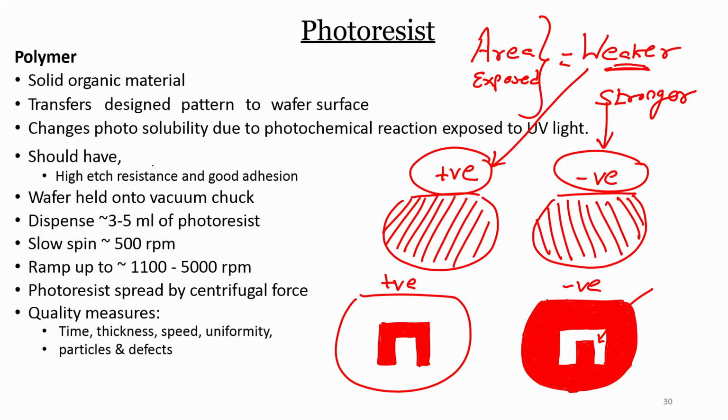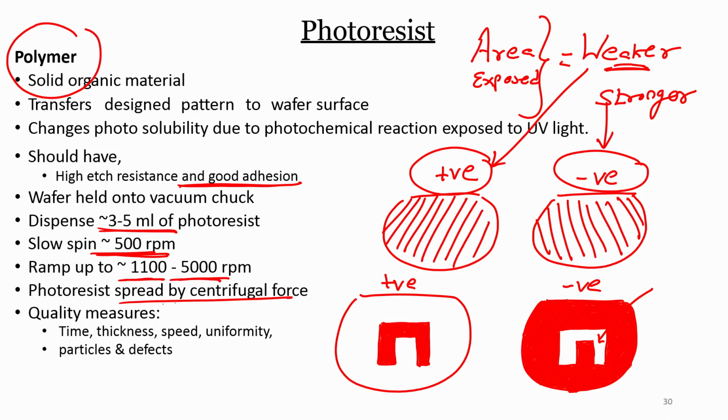Now, what should the photoresist consist of? What should the polymer have? Polymer should have high etch resistance and good adhesion, that is a requirement, right. And this is how the polymer is coated onto the wafer. These are the steps. First, dispense 3 to 5 ml of photoresist. Second, slow spin at 500 rpm, followed by high ramp up to 1100 to 5000 rpm depending on the thickness that you want.